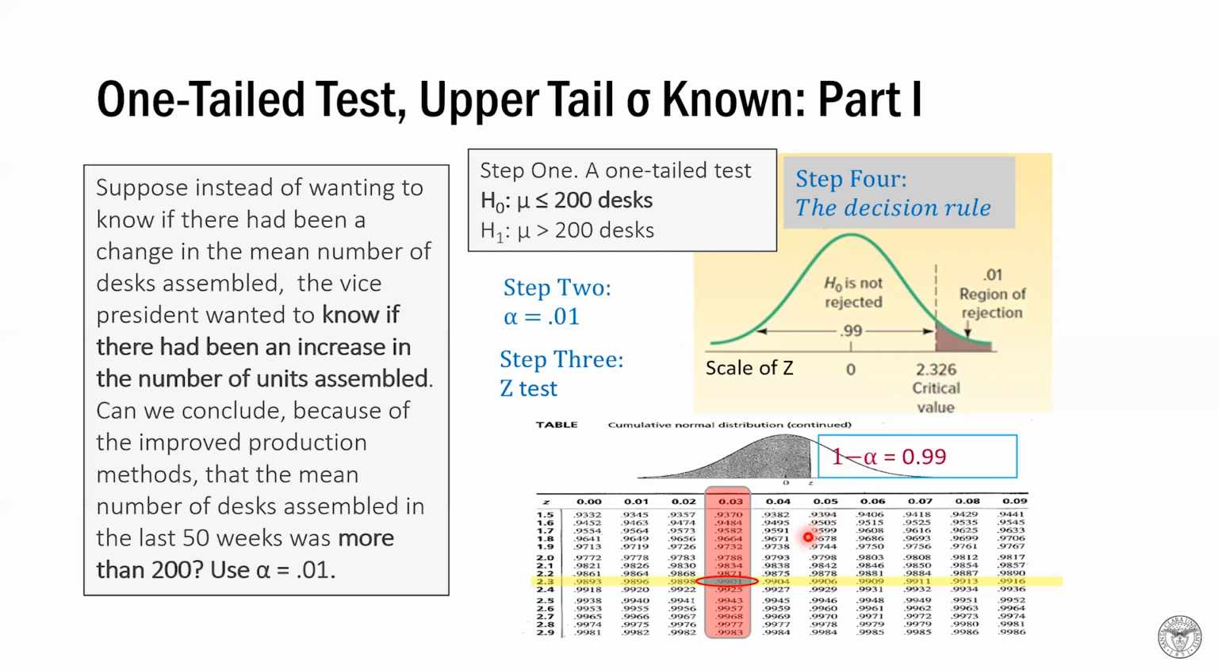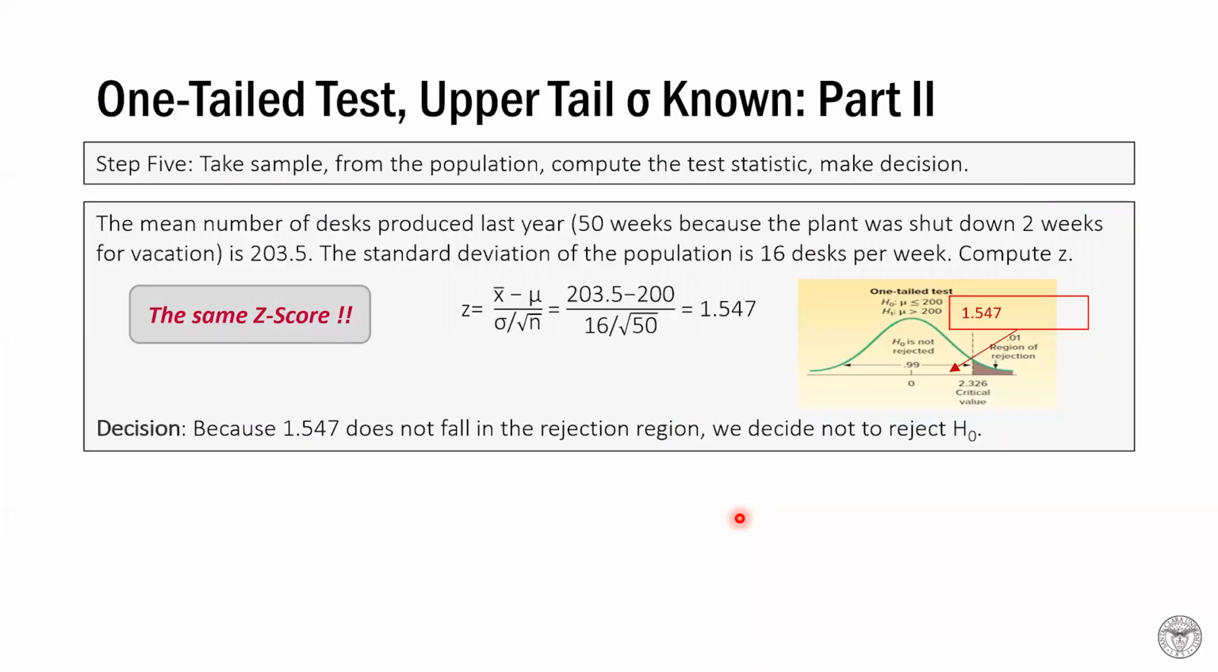Using the Z table, check the probability value of 1 minus alpha equal to 0.99. We find the closest value. Then we find that the Z value is 2.326. Because we have the same sample as that in the two-tail test, we actually obtain the same test statistic.